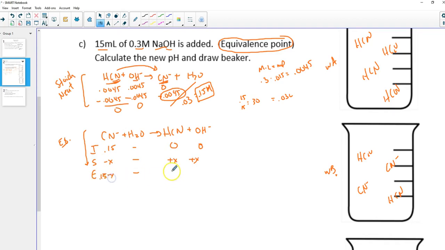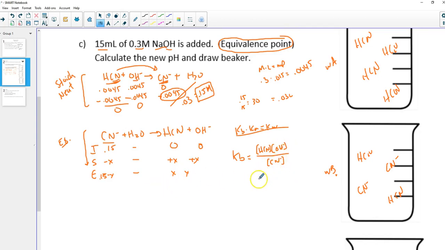0.15 minus x, x, and x. Because I'm using the Kb, I need the Kb, which you're going to need to figure out: Kb times Ka equals Kw. All right, figure out the Kb. That equals the concentration of HCN times the concentration of hydroxide, over the concentration of CN negative.